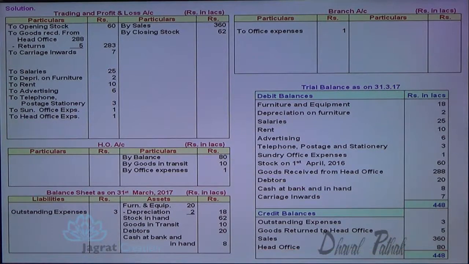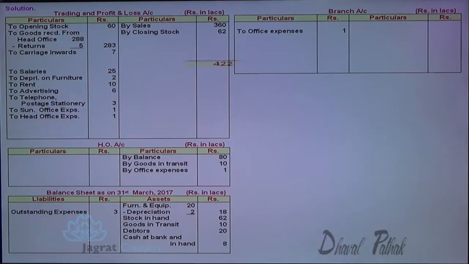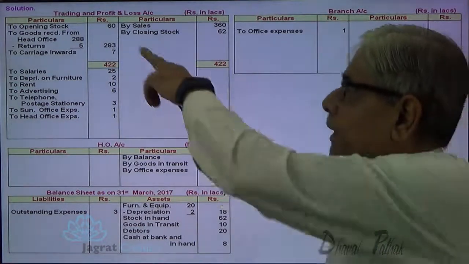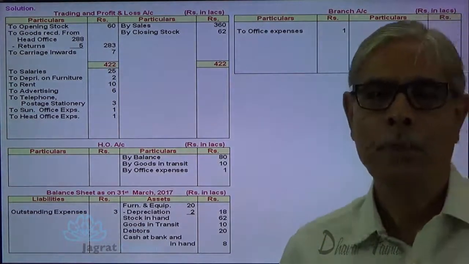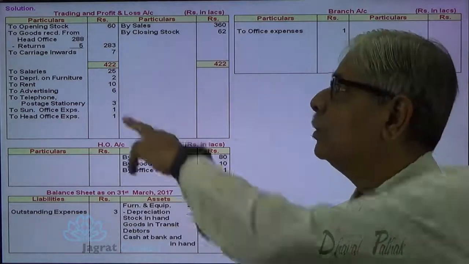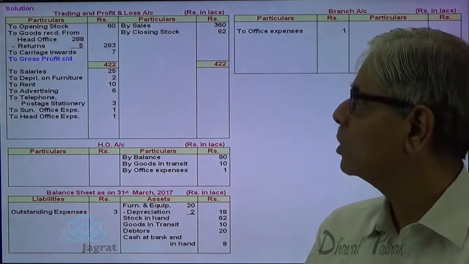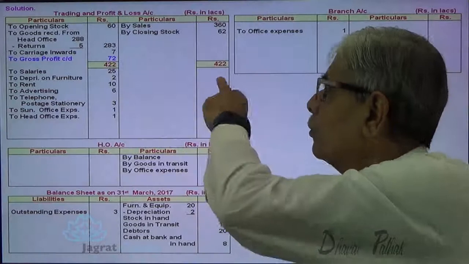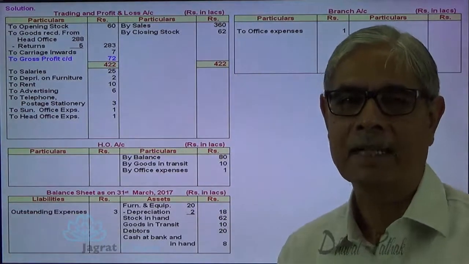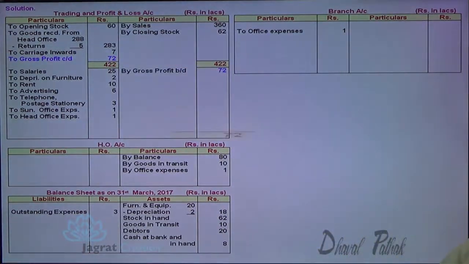Now I want to close the trading account and find the gross profit. So 422 minus opening stock plus goods sent and carriage inward. So this is the gross profit, 72. That gets transferred to the credit side of the profit and loss account. From that, expenses will be deducted and the net profit will be transferred to the HO account in the books of the branch.